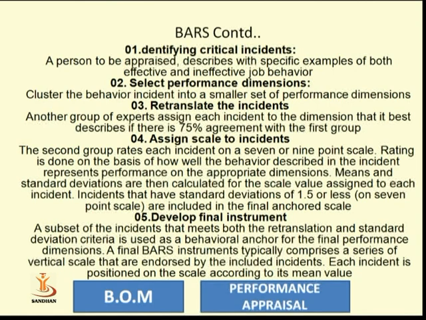This is the most important activity as a part of BARS. The second group rates each incident on a 7 or 9 point scale. Rating is done on the basis of how well the behavior described in the incident represents performance on the appropriate dimensions. Means and standard deviations are then calculated for the scale value assigned to each incident. Incidents that have standard deviations of 1.5 or less on a 7-point scale are included in the final anchored scale, and the rest get removed.